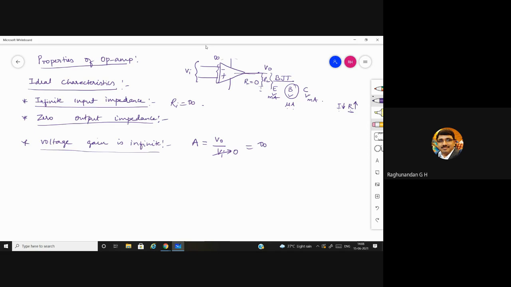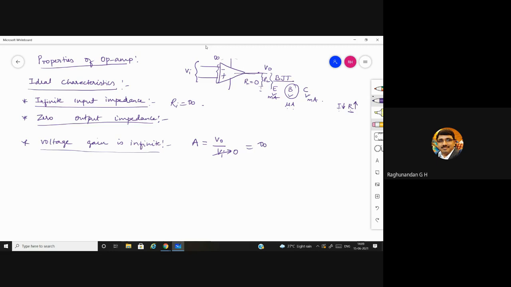So in that way it is told, but it is only ideally possible. If you got that much infinite voltage gain, nobody would need to give an input. So this is the ideal value. The practical value is 2 into 10 to the power of 5. So 2 lakh is the loop gain we are having.